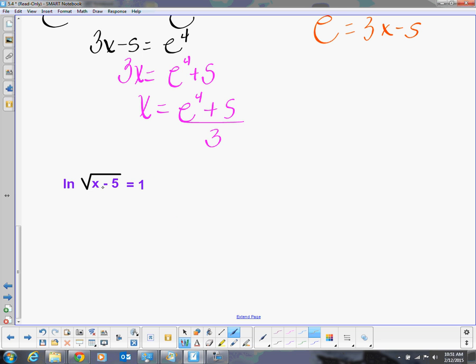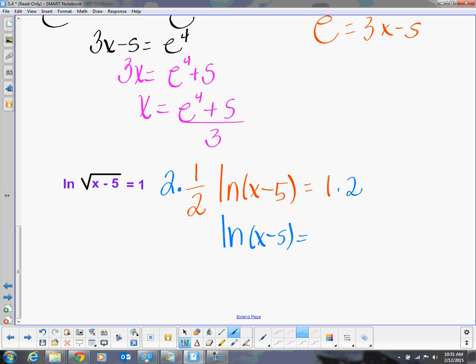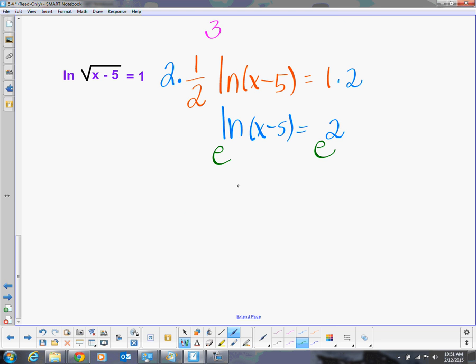What do you think you should do here first? 1/2 ln x minus 5. Then what do we do? I think multiply both sides by 2, because you want to isolate that logarithm. So this is going to be ln x minus 5 equals 2. How do we undo an ln? We e both sides. So what is e raised to the ln? X minus 5 equals e squared, or x equals e squared plus 5. That's not bad, is it? My guess is you might have a few of these in this section.